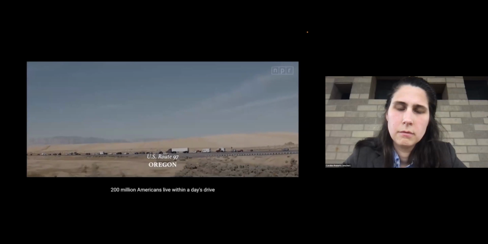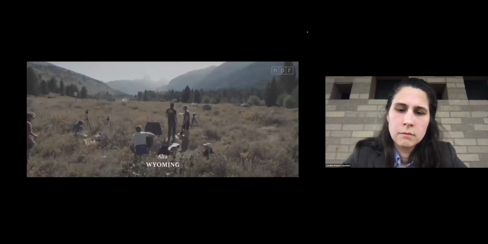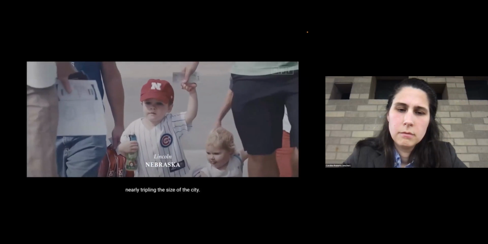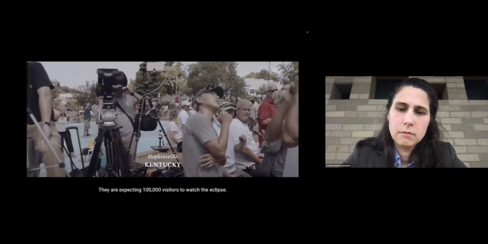200 million Americans live within a day's drive of what's called the path of totality. About 60,000 people are expected to travel here, nearly tripling the size of the city. But they are expecting 100,000 visitors to watch the eclipse.